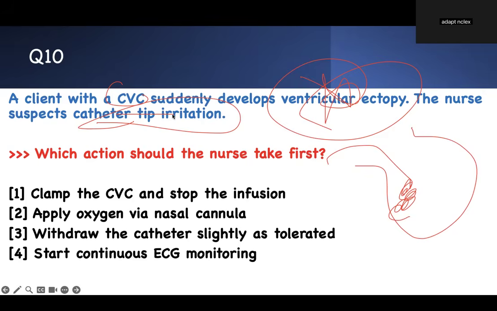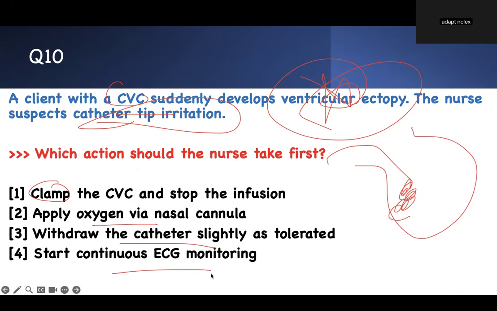What action would you do? Do you clamp the catheter? Do you give them oxygen? Do you withdraw the catheter? Or do you do continuous cardiac monitoring? Put down an answer. Let me know what you think about this. I have the catheter irritating my ventricle, and I think I need to do something. Do I put the patient on cardiac monitoring? Do I withdraw it back? Do I give them oxygen? Or do I clamp it?